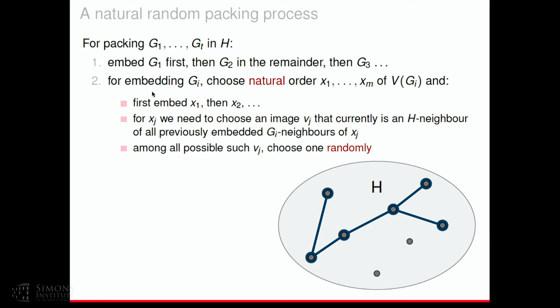Next one the same. And now again, maybe I have some vertex which already has 3 embedded neighbors. So what I need to do is look at the common neighborhood in the host graph of these 3 vertices. They will give me a set, and there again I embed it randomly. And that's what I do. And then I just continue. At some point I'm done with this copy of this Gi, and then I continue with the next graph and so on.